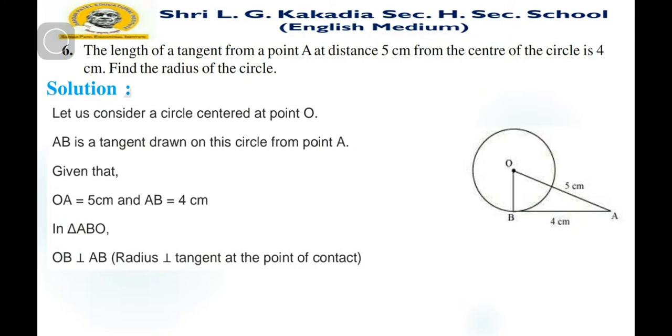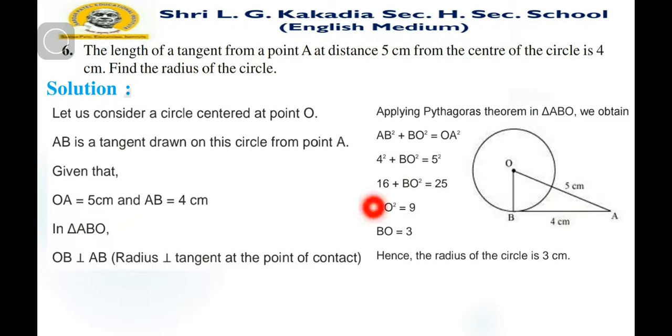Let us consider a circle centered at O. As you can see in the figure, AB is a tangent drawn on this circle from point A. Given that OA is equal to 5 cm, AB is equal to 4 cm. In triangle ABO, OB is perpendicular to AB, as the radius is perpendicular to the tangent at the point of contact, by theorem number 10.1.